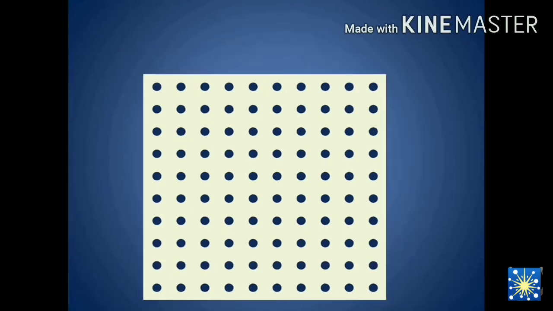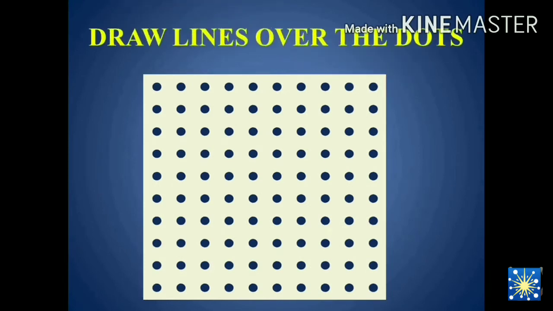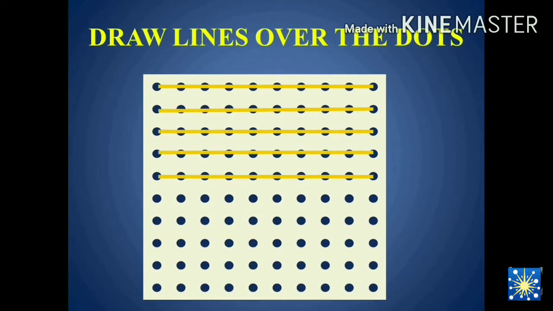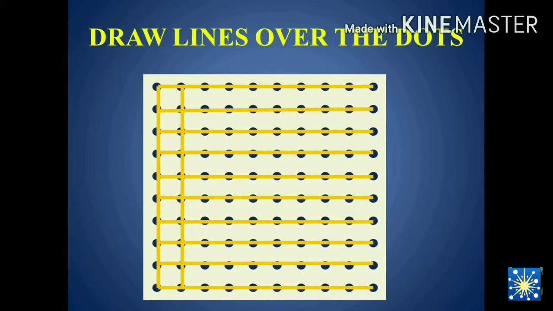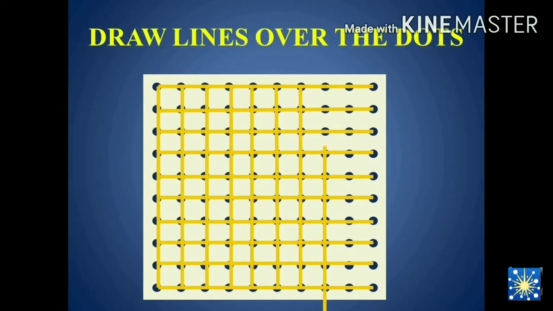Children, now we draw lines over the dots. First we draw sleeping lines that are also called horizontal lines. Now we draw vertical lines that are also called standing lines. So now you get a square grid which has so many squares.